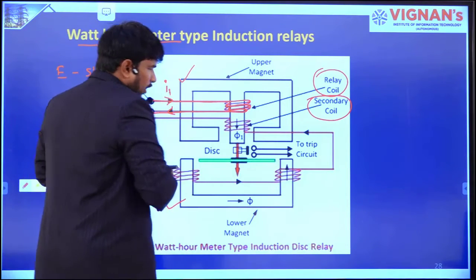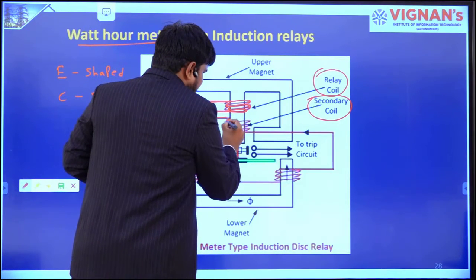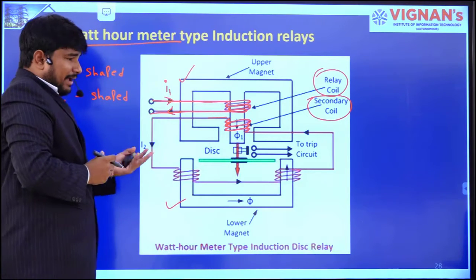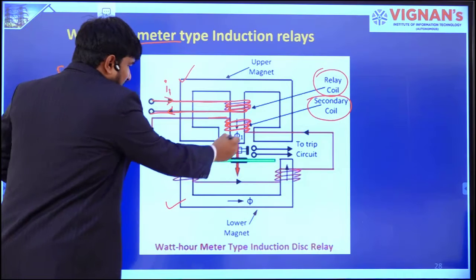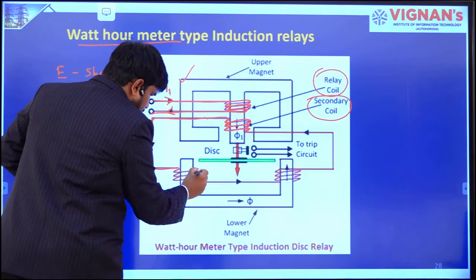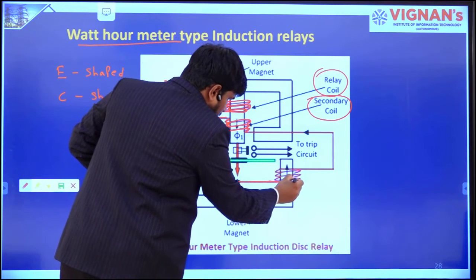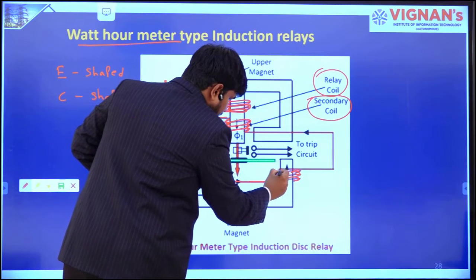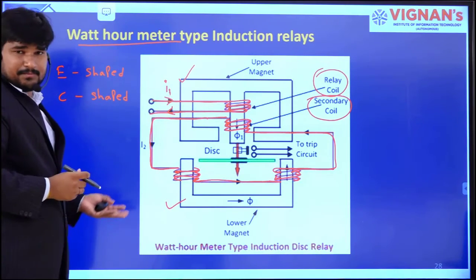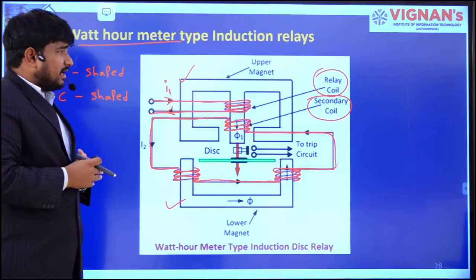In the case of the secondary coil, observe here, this secondary coil is wound on the E-shaped electromagnet core, and the same is wound on the C-shaped electromagnet core. Because of this, let us go to the working of the watt-hour meter type induction relay.